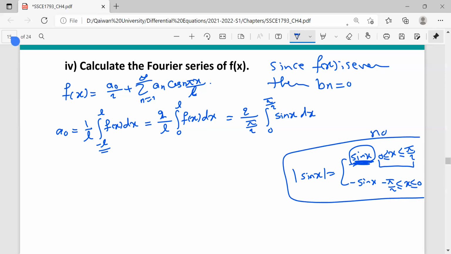Now we take that integration. So this equals the integration of sine, which is negative cosine. We get 4 over pi, because 2 over pi over 2 is 4 over pi. The integration of sine is minus cosine x from 0 to pi over 2. If we replace x by pi over 2, we get 0 because cosine pi over 2 is 0. And when we replace x by 0, we get cosine 0, which is 1.